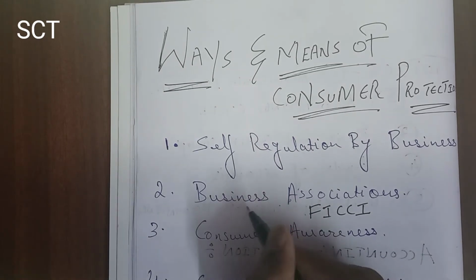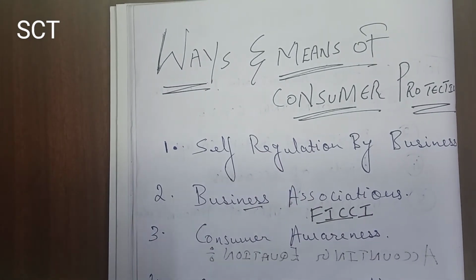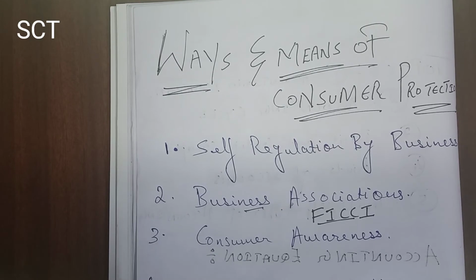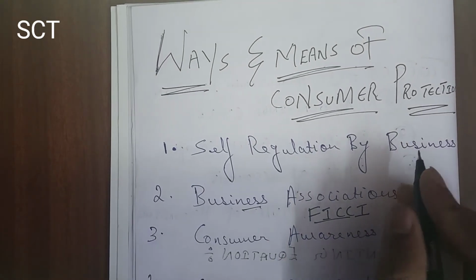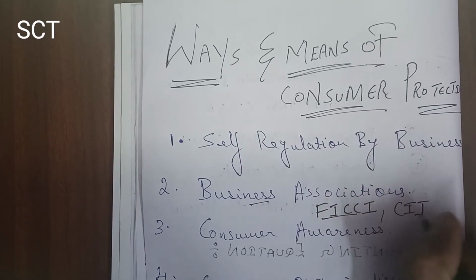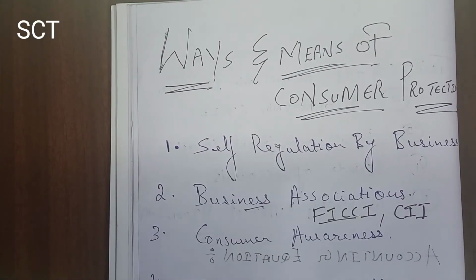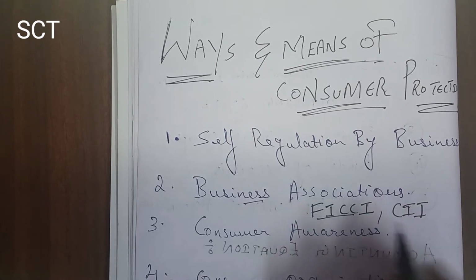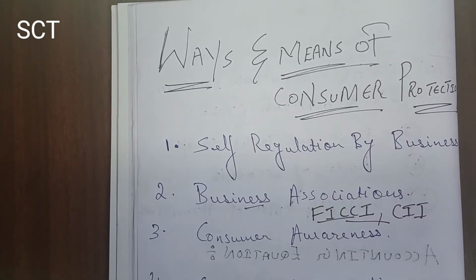So these business associations like the Federation of Chambers of Commerce of India and the Confederation of Indian Industries, CII, have laid down many guidelines, rules, and procedures for the business which the business has to follow in their dealing with the customers.